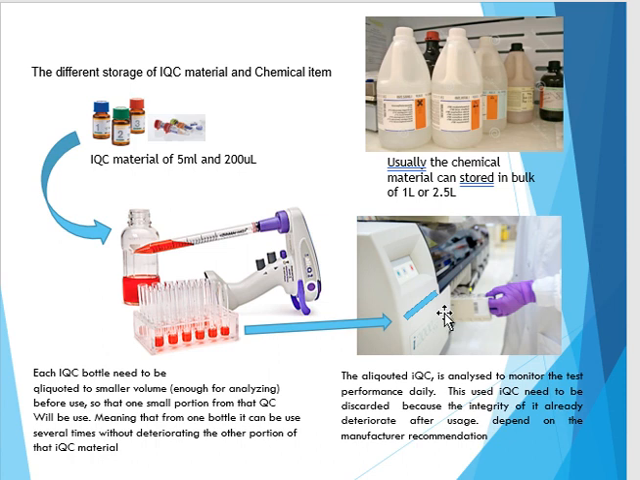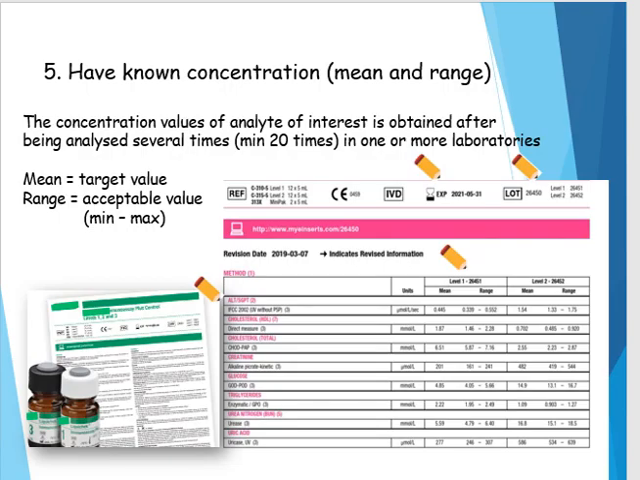Okay, QC should have a known concentration, meaning it should have a mean and range. The concentration value of the analyte of interest is obtained after being analyzed several times, minimum 20 times in one or more labs. The mean becomes the target value of the QC, and the range is the acceptable value of the QC from minimum to maximum. So this is the example of the QC.